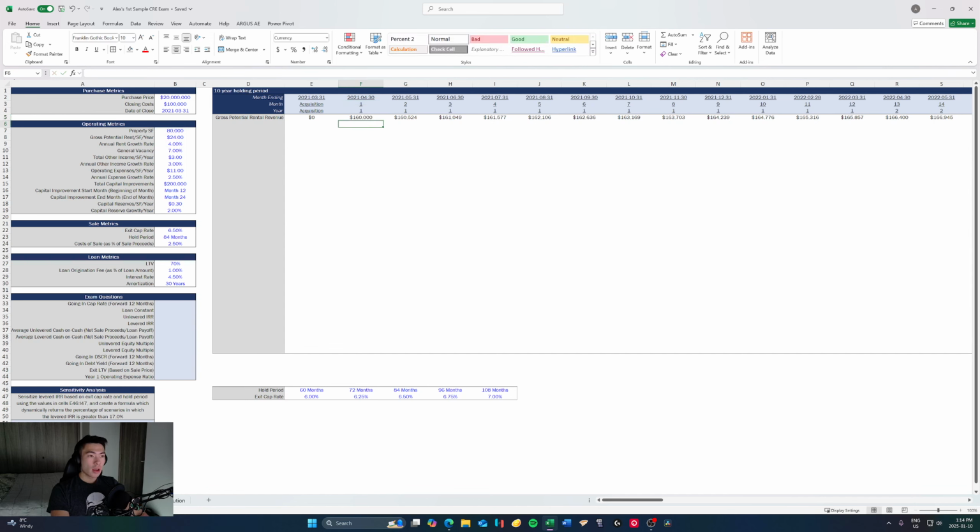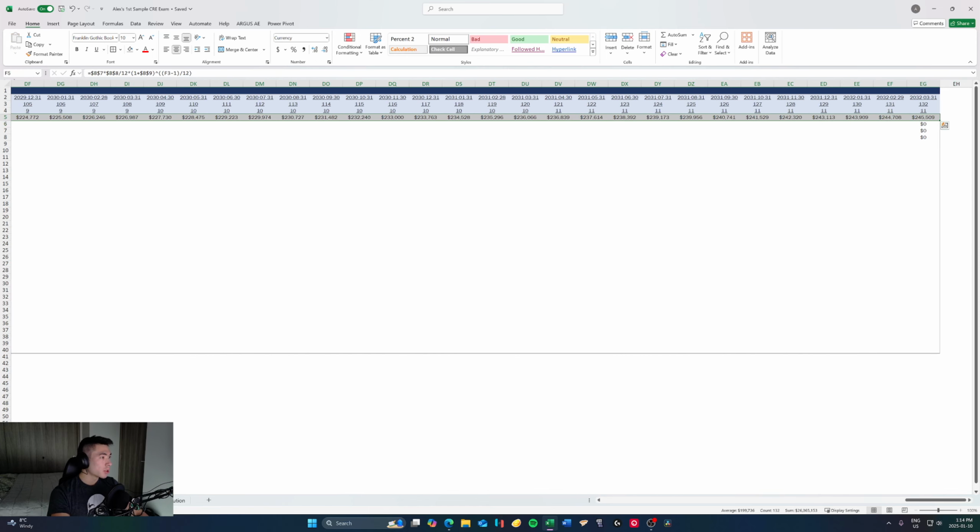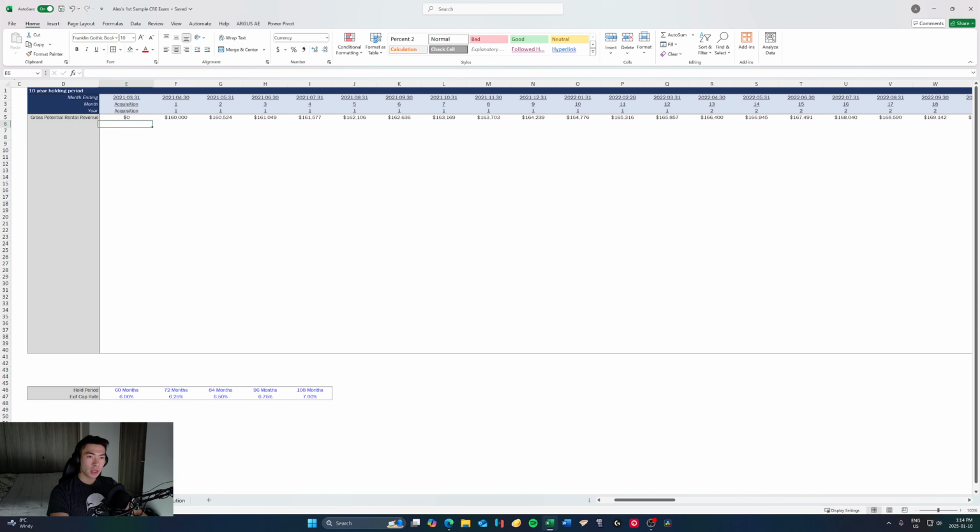Look at that. Just making sure. All right, perfect. So that's how you model gross potential rental revenue, accounting for the different months. Very important. I found this equation to be a little difficult in the beginning to learn, so don't worry if this takes a while to understand.